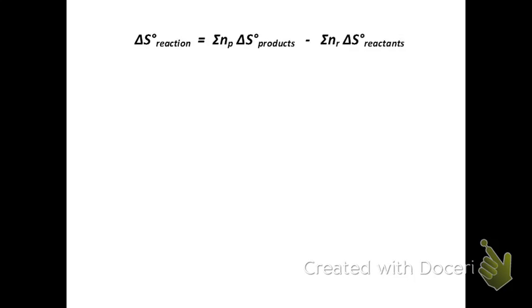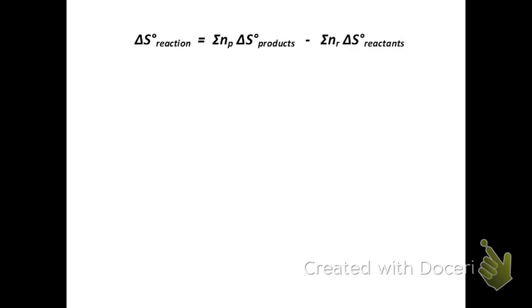Alright, so simply to find the delta S naught of a reaction, or the entropy change of a reaction, you take the sum of the moles of the products times the delta S naught of the products, minus the sum of the moles of the reactants times the delta S naught of the reactants.